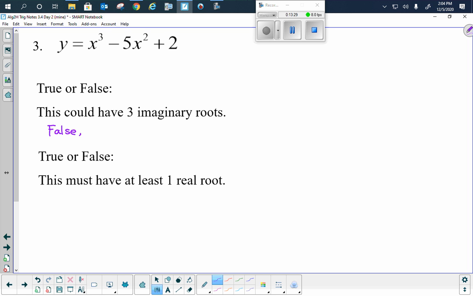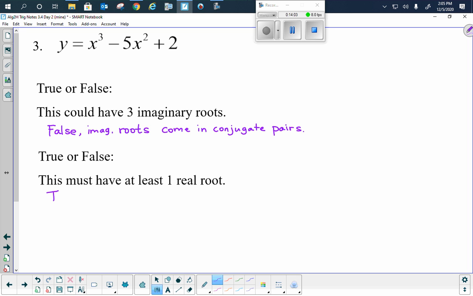And saying something about how imaginary roots come in conjugate pairs, which means pairs would be 2 imaginary roots or 4 imaginary roots. You can't have 3 of them. Or vice versa, I might only ask you this question, give you the cubic and say, this must have at least 1 real root.